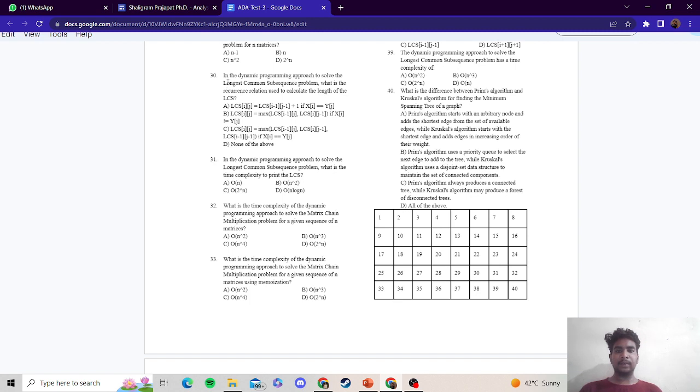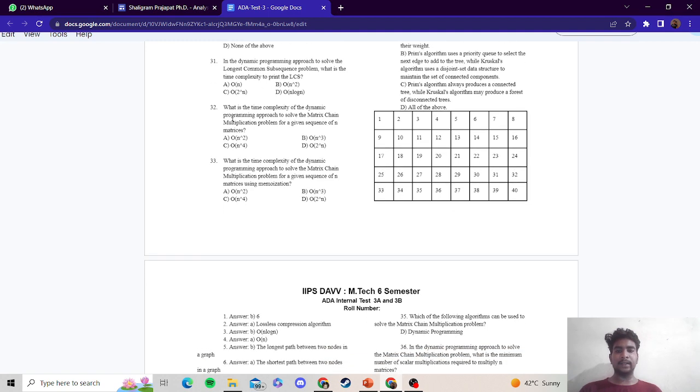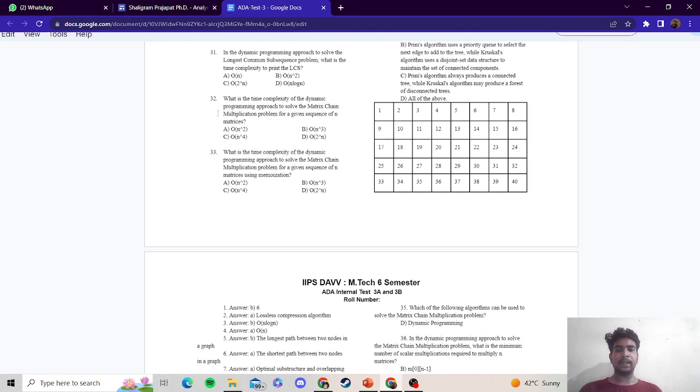Question number 30. In the dynamic programming approach to solve the longest common subsequence problem, what is the recurrence relation used to calculate the length of the LCS? So here option number B is the correct answer. Question number 31. In the dynamic programming approach to solve the longest common subsequence problem, what is the time complexity to print the LCS? So O of n is the right answer. 32. What is the time complexity of the dynamic programming approach to solve the matrix chain multiplication problem for a given sequence of n matrices? So order of n to the power 3 is the right answer.